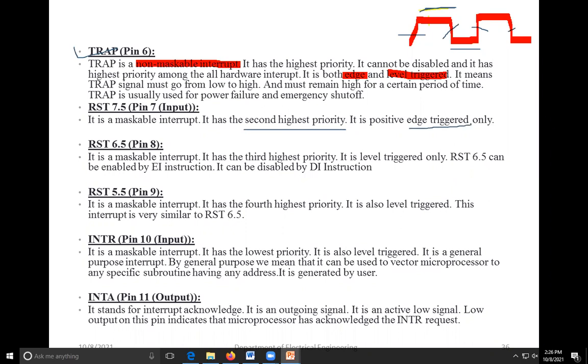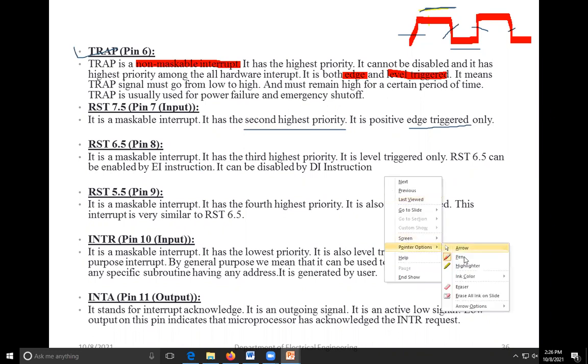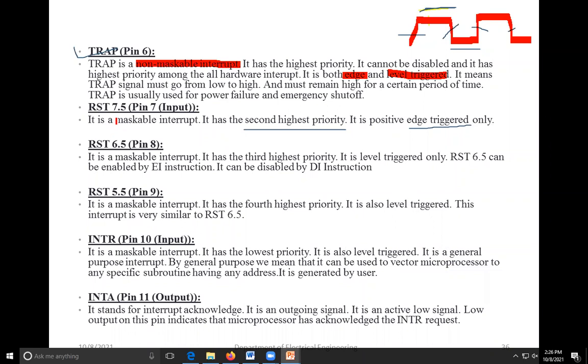There is no need to remember, but you must know which one has edge triggering. This is positive edge triggering. Next is RST 6.5. It is a mask. These are the maskable interrupts. See, this is also a maskable interrupt. This is also a maskable interrupt. Only one, the TRAP, is the non-maskable interrupt.